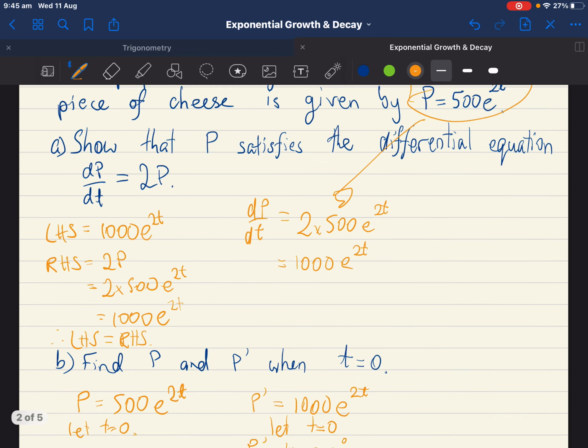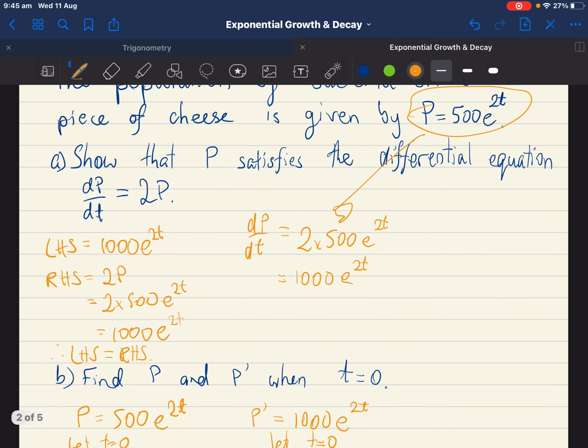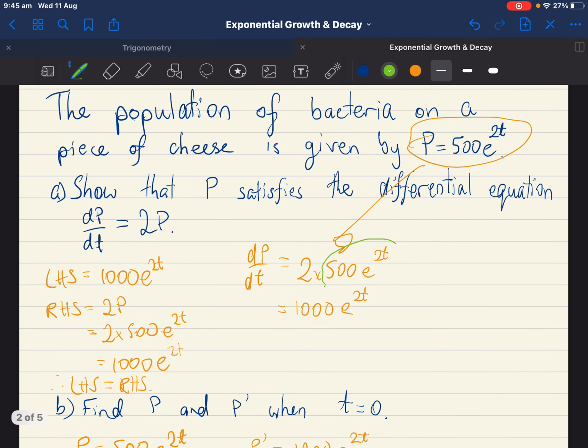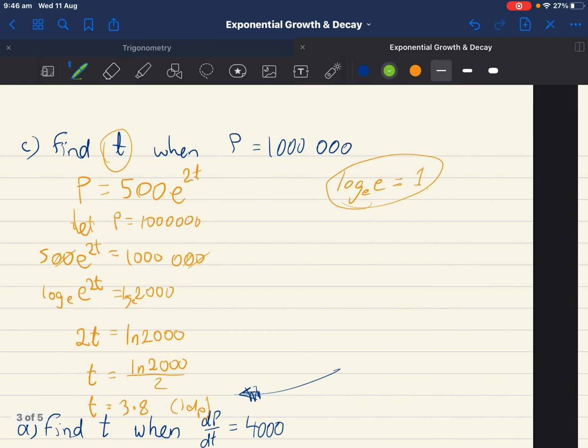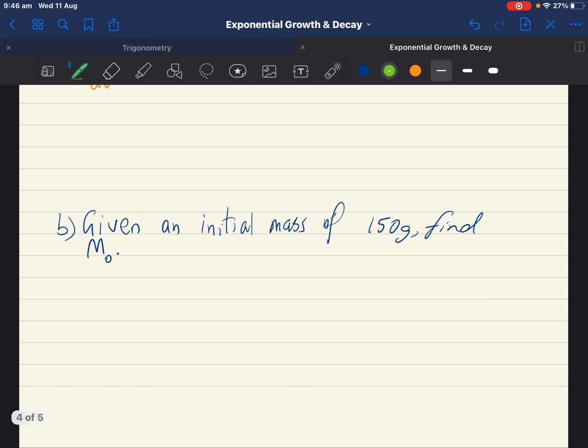We could have done the exact same thing over here. It would have been right here, we would have made the substitution for, in that case, P. But anyway, either way works fine. Whatever comes naturally to you is definitely the best way to do it. All right, given an initial mass of 150, in this case I'm going to assume grams, find M0. So we want to find the initial mass, right? Initial means we're going to let t equal 0.